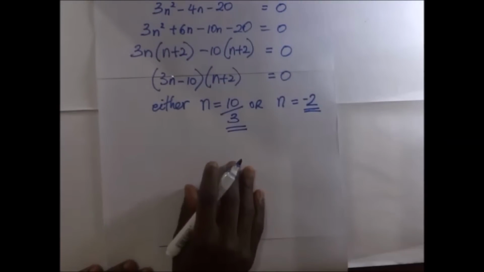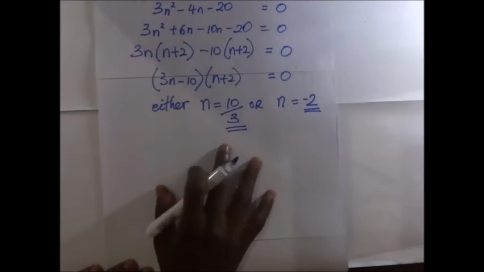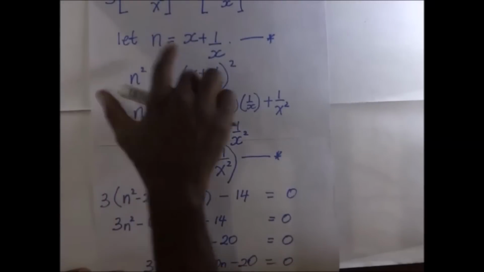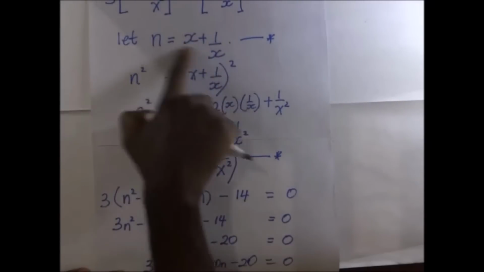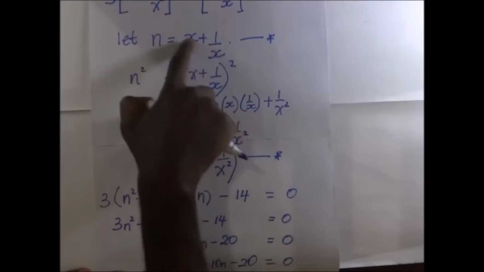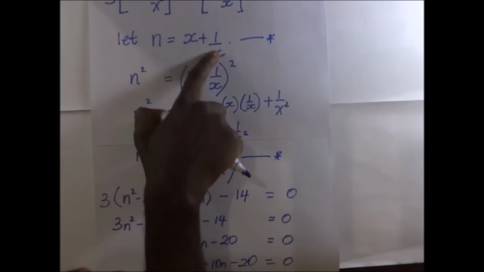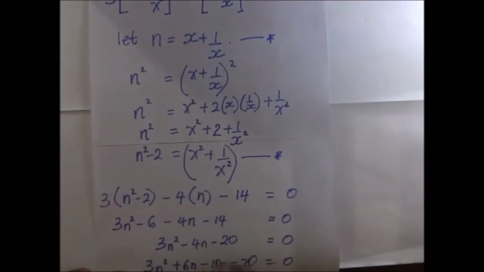So after getting our values of n, we shall substitute our value of n. We put our value of n here. n is equal to x plus 1 over x. So we substitute for the value of n we've got so that we get the corresponding values of x, which are coincidentally going to be the roots of the polynomial we are trying to solve for.